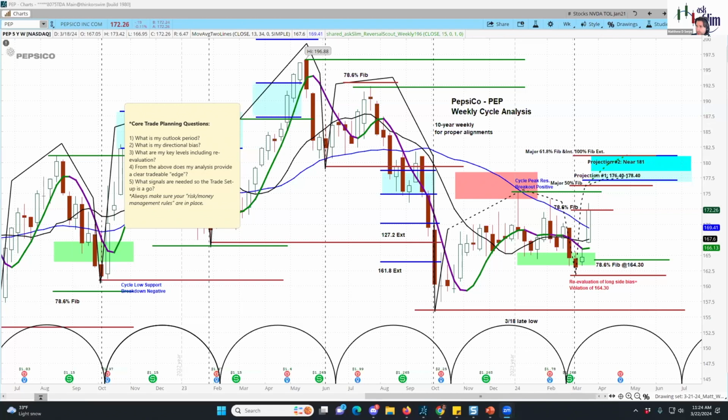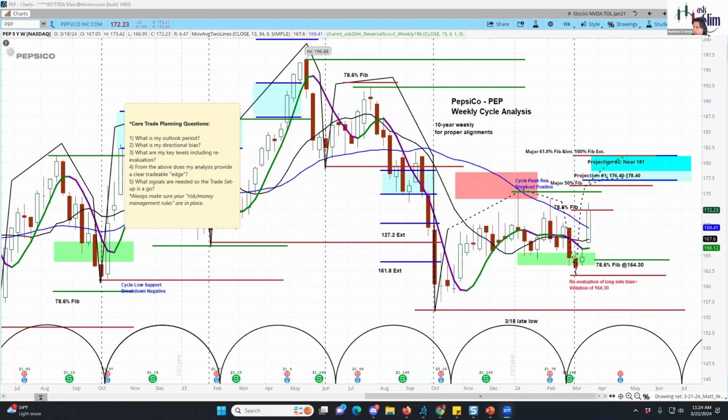So what we're going to do is we're going to step through how the askSlim methodology can answer those key core trade planning questions that we talk about all the time. Those include what's my outlook period, what's my directional bias, what are the key levels, projections, and including reevaluation levels that suggest that I need to reevaluate my overall analysis or take some of that trade off or exit it completely.